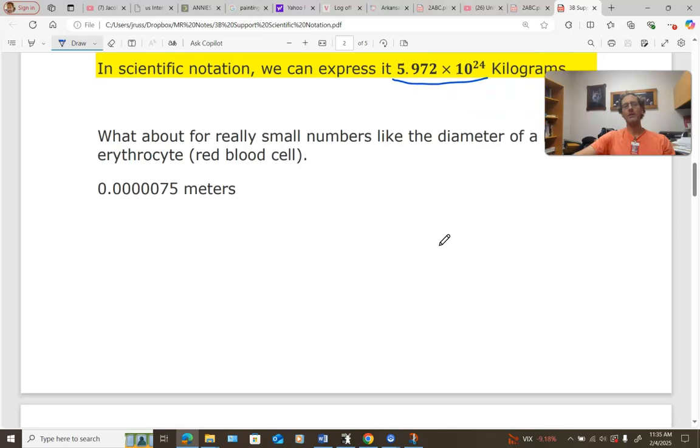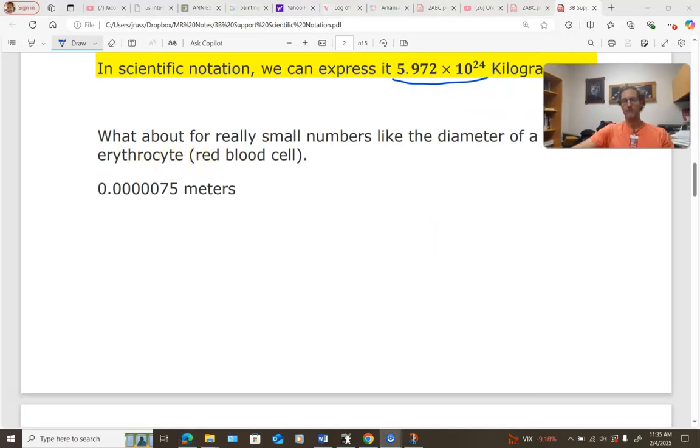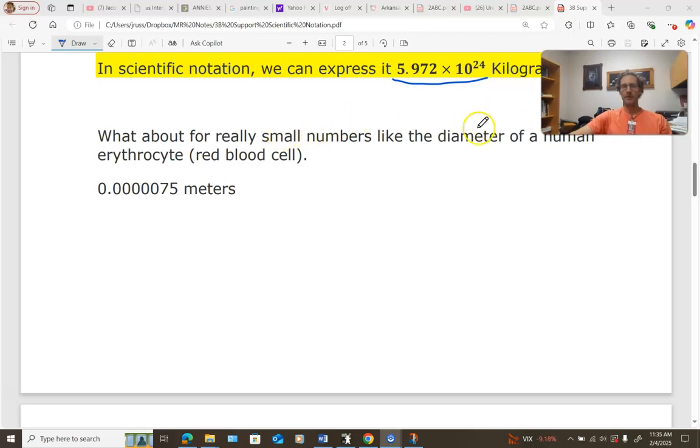Now, what about maybe a really small number? So, for example, the diameter of a human erythrocyte, which is just a fancy name for red blood cells. You guys recall that red blood cells are the cells in your body. They're red, and they actually look like donuts if you were to look at one. But they're responsible for transporting oxygen throughout your body.